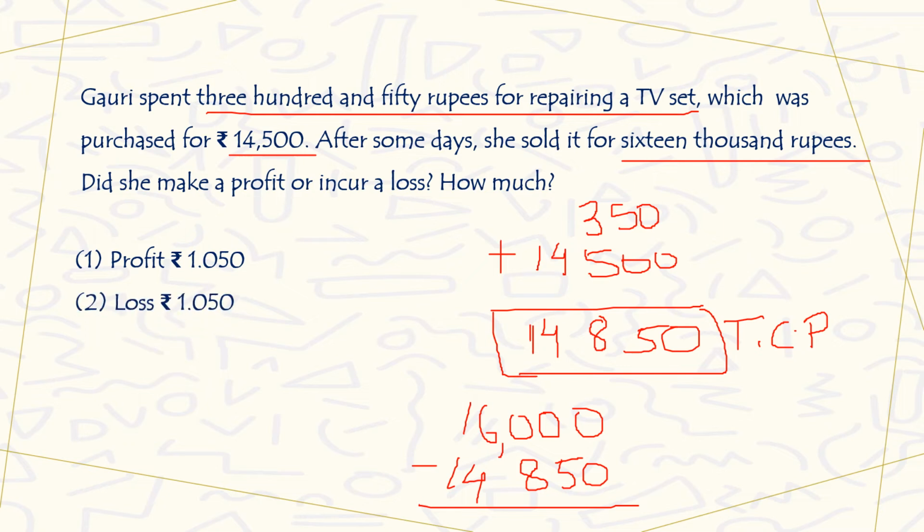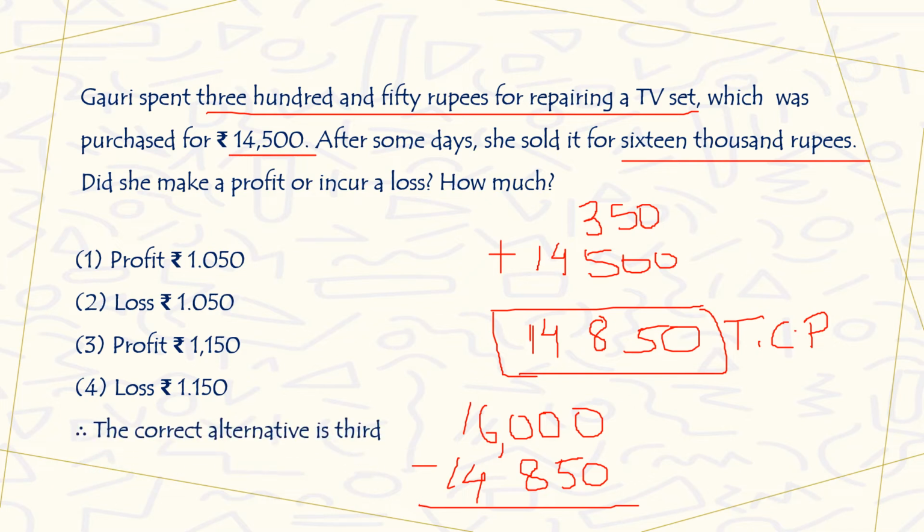So you can check whether the alternative you have selected is right or wrong. If you subtract 16,000 from 14,850, you will get 1,150. So the correct alternative is alternative number 3, 1,150. Okay, so this is the correct alternative, alternative number 3.